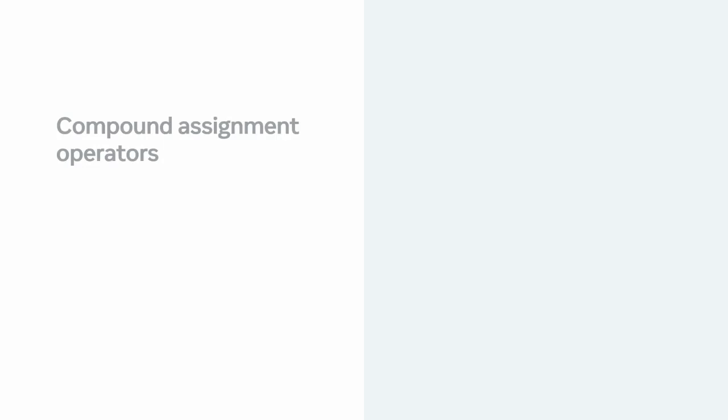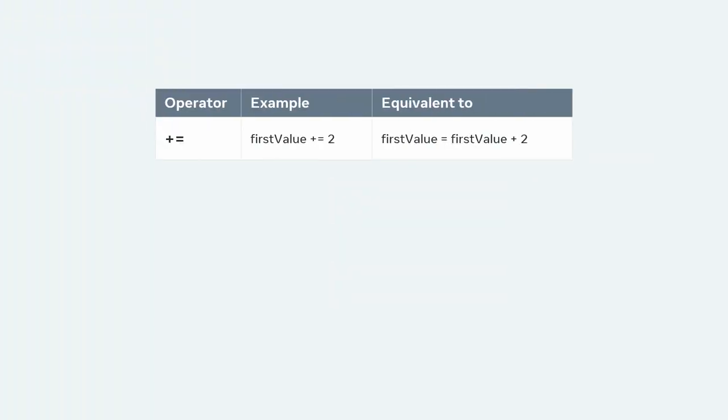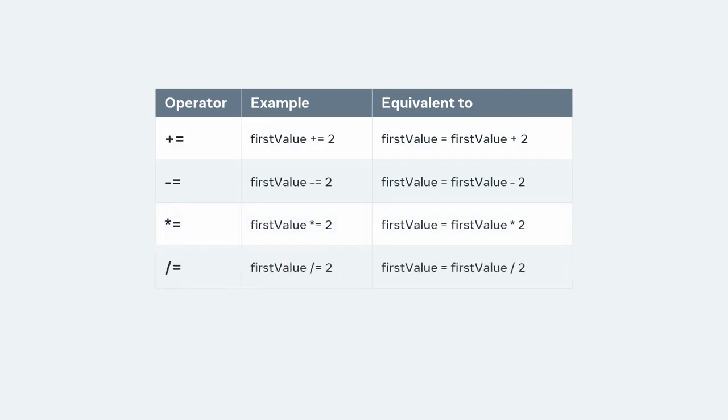Next, let's move on to compound assignment operators, which is a shorthand way of performing some of the operations that you have learned about already. Compound operators work out the answer and store it in the variable. For example, instead of writing firstValue equals firstValue plus 2, you can just write firstValue plus equals 2. This also works for subtraction, multiplication, and division. In short, compound assignment operators allow you to write more efficient code.